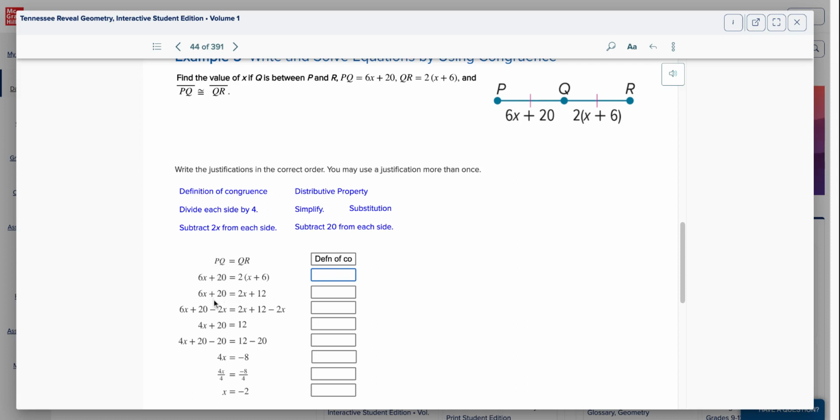Let's see. They brought down the 6x plus 20. They distributed. 2 times x is 2x. 2 times 6 is 12. Oh, my bad. I'm skipping a step. This is distributive. What they've done first is a substitution. They've taken PQ out and replaced it with 6x plus 20. They took QR away and replaced it with what it is, 2 times x plus 6. That is a substitution. You guys, I got ahead of myself. So this is my distributive.